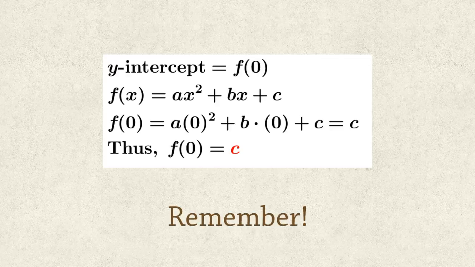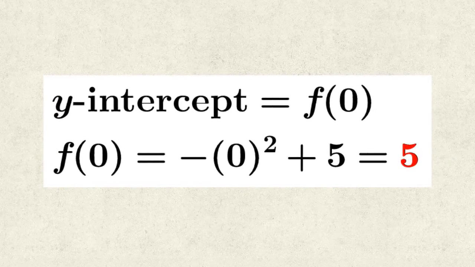x in your function. In this case, in the standard form for the equation of a parabola, the y-intercept is always the last number, c. Thus, in our example, the y-intercept is 5.